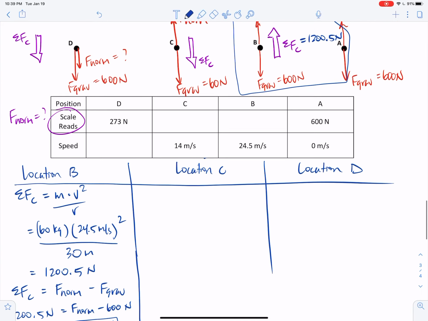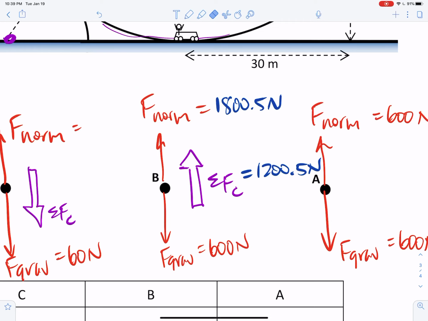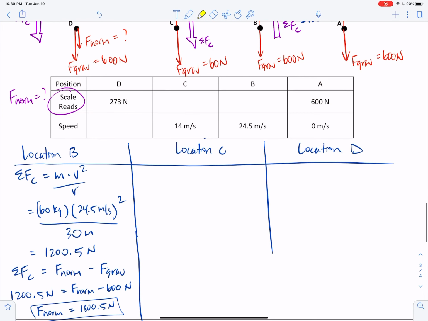If I want, I can write that on my diagram over here. And I can ask myself, does this make sense? Is 1800 minus 600 equal to 1200? Yes, it checks out. The picture makes sense. So I can move on to my next location. Let's go to location C.